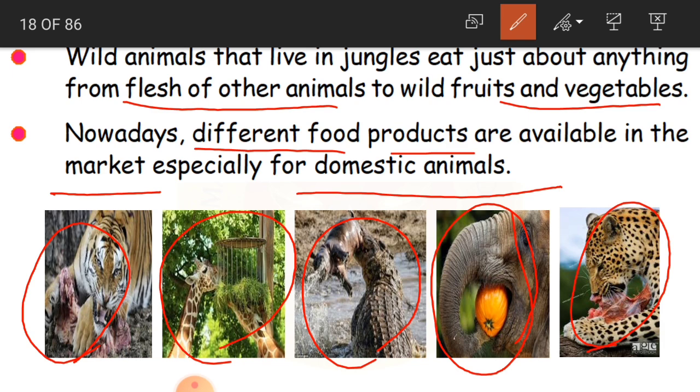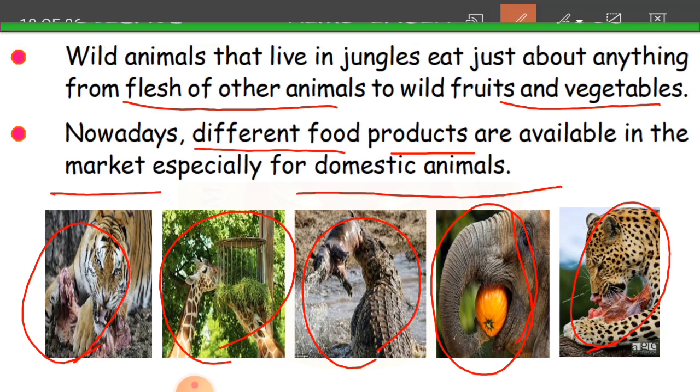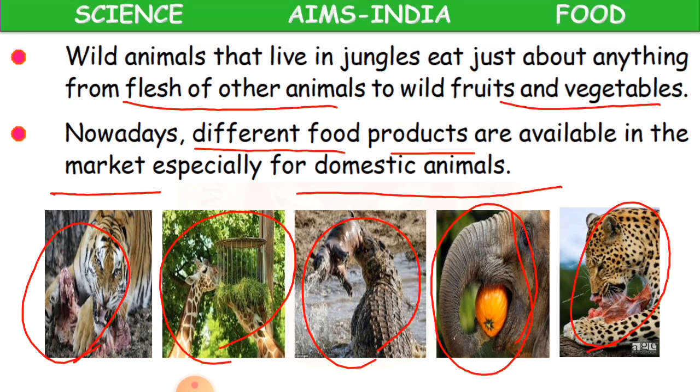As we also have Bournvita, Horlicks, or some other things in food items, they also get some packed food for eating. Okay, children. So that is one advantage that has happened nowadays for the domestic animals.